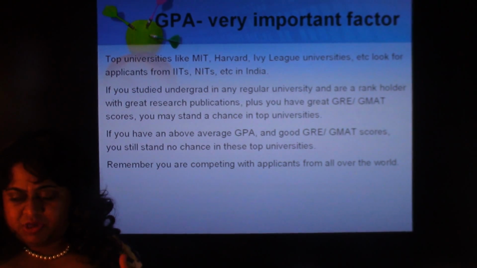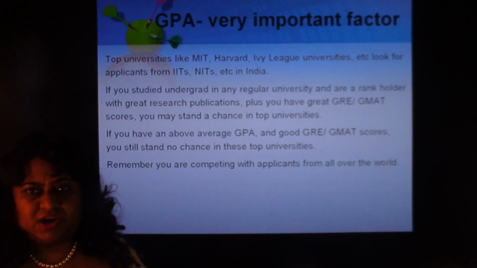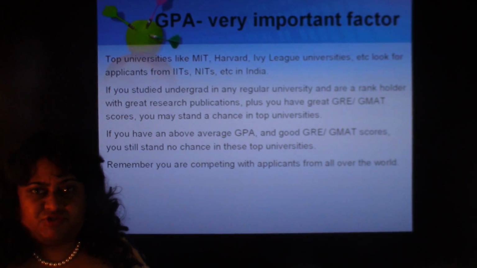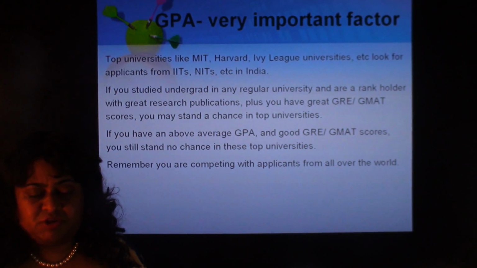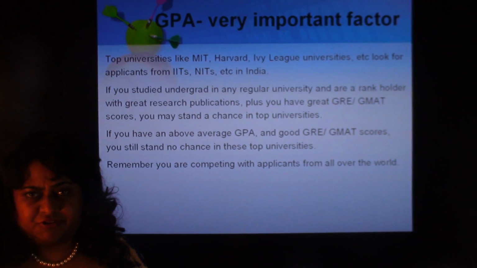So if you have an above average GPA and good GRE, GMAT scores, you still probably stand no chance of getting into the top 10 or top 20 universities for a master's in computer science especially. So for MBA, I've seen students who did really well in GMAT with a few years of work experience and good recommendation letters and statement of purpose getting in, even if their undergraduate GPAs were not so high, because they look at the GMAT scores and so many other factors.